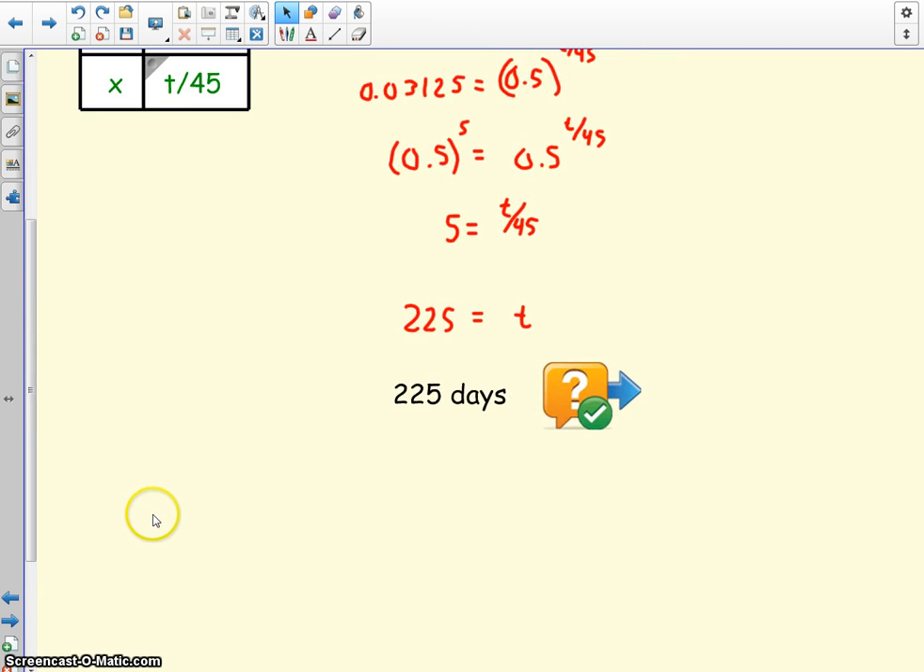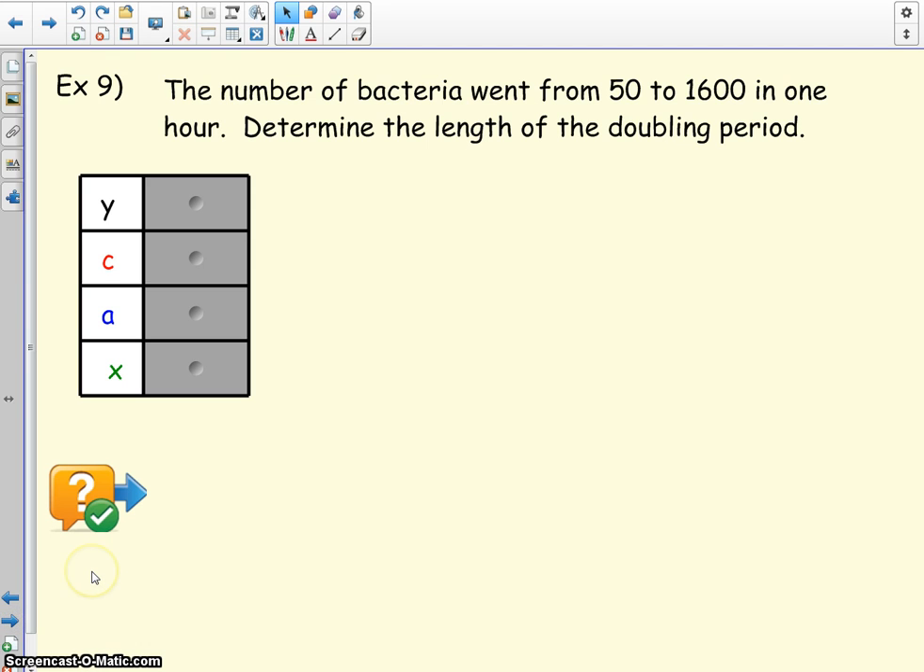Okay, so again, we're just going to do a couple more examples. Well, not necessarily quick, but a couple more types of problems that you might see, and then we'll call it a day. I'll give you a chance to practice. So here we're told the number of bacteria goes from 50 to 1600 in 1 hour. We want to find how long it takes to double.